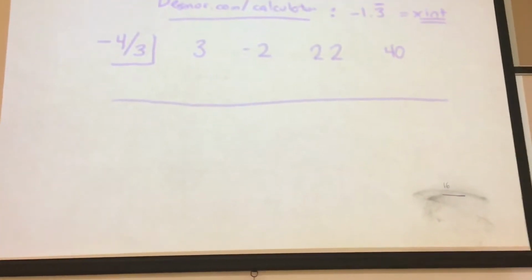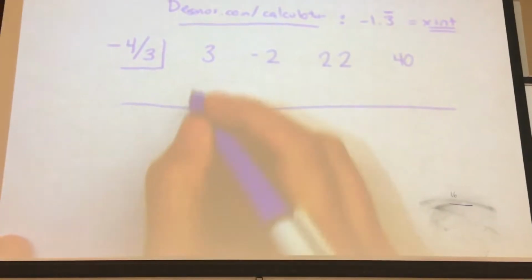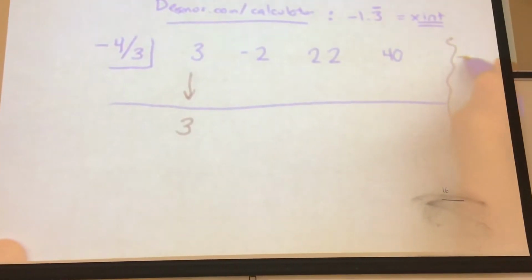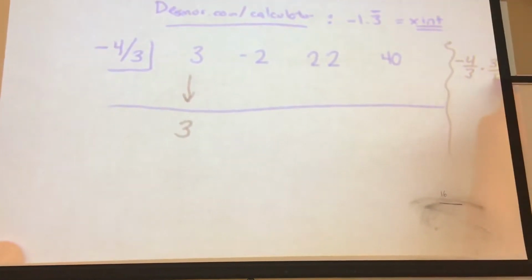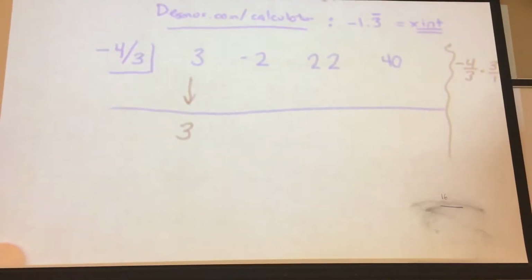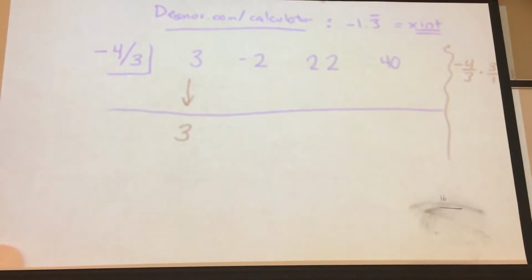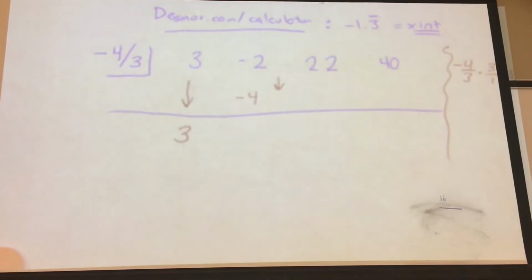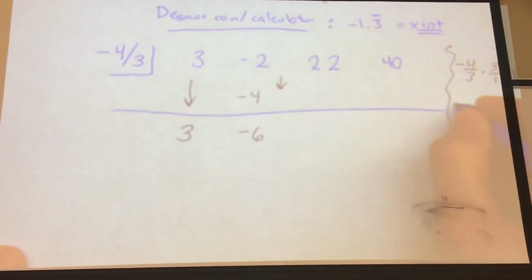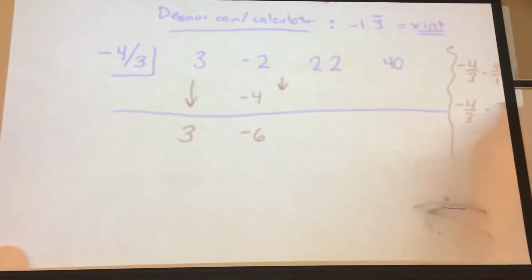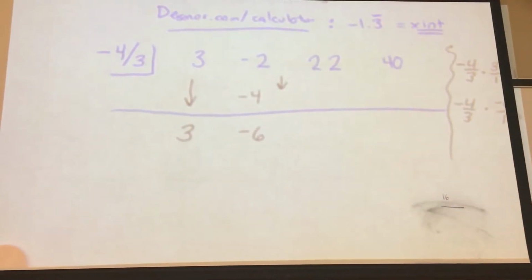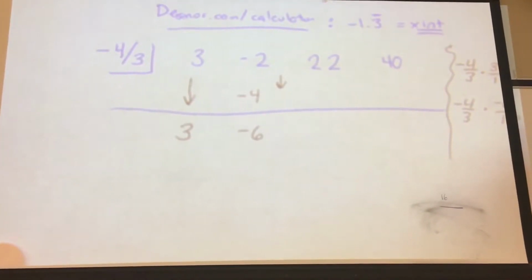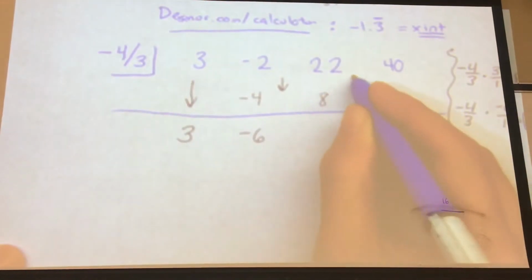We're going to confirm that Desmos was right, and we're also going to get our next piece of the puzzle. So we bring down our 3. If you multiply, I'll come to the side again, -4/3 times 3/1, the 3's cancel, -12 divided by 3, which is -4. Then I add down, I get -6. Again, I multiply -4/3 times -6/1, which is positive 24 divided by 3, or 8. I add down, I get 30.